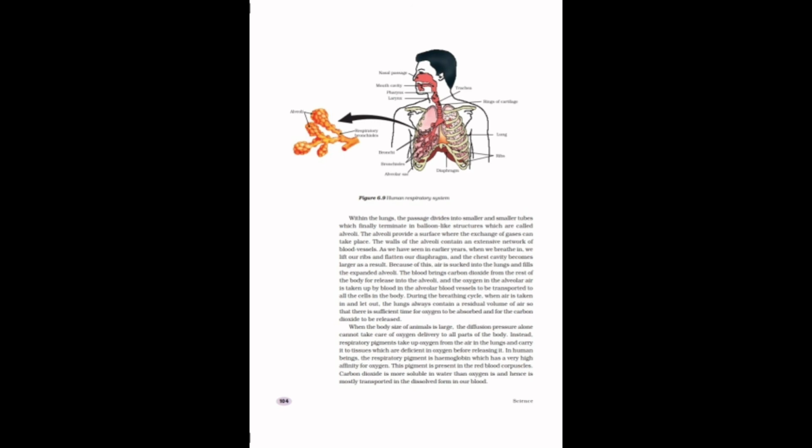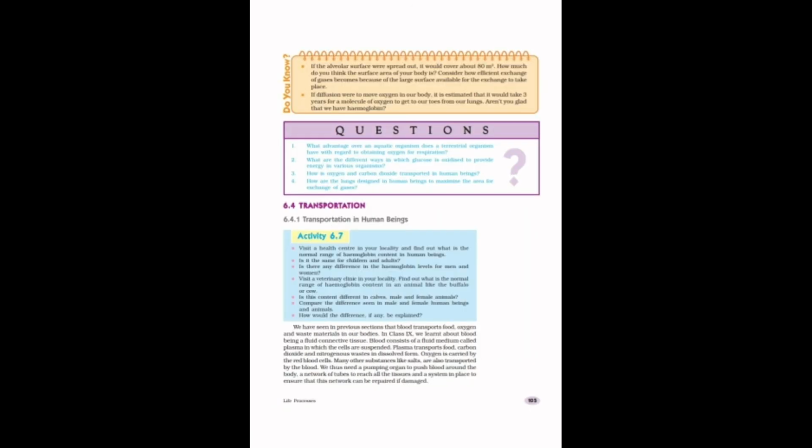and even lung cancer. If the alveolar surface were spread out, it would cover about 80 meters square. How much do you think the surface area of your body is? Consider how efficient the exchange of gases becomes because of the large surface available for the exchange to take place. If diffusion were to move oxygen in our body, it is estimated that it would take 3 years for a molecule of oxygen to get to our toes from our lungs. Aren't you glad that we have hemoglobin?